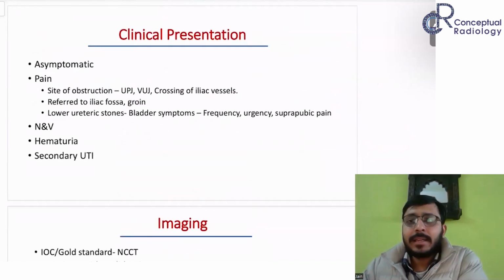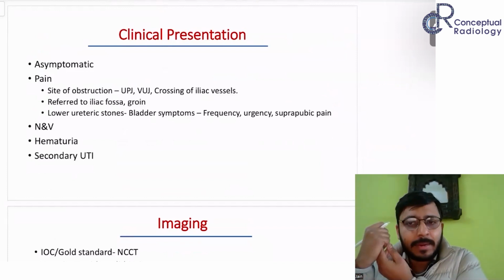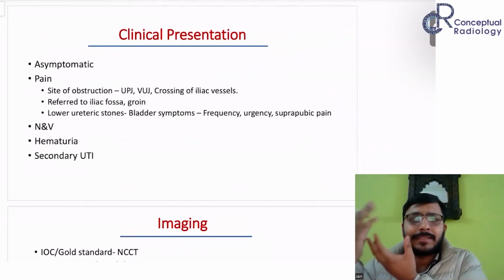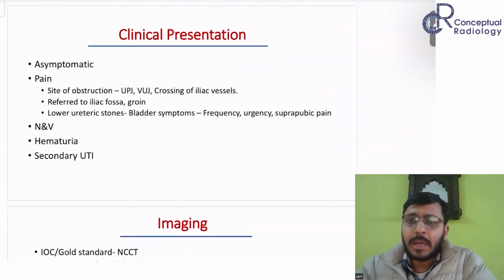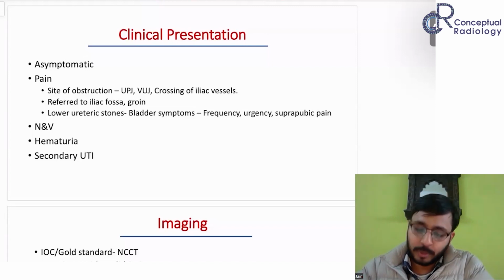Now let's quickly see the clinical presentation. So we know that predominantly most of the times it is an asymptomatic presentation. It is incidentally detected when the patient comes to you with a non-specific type of pain. However, in some cases, a typical renal colic or a ureteric colic type of pain can also be seen.